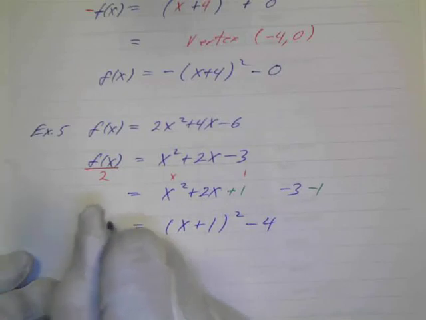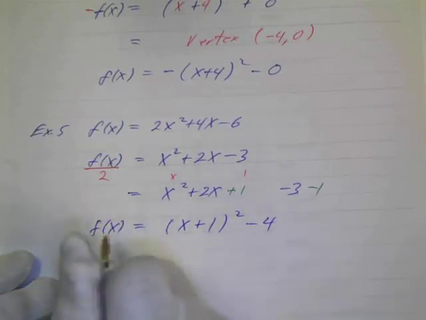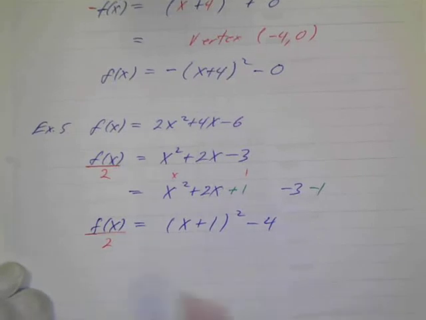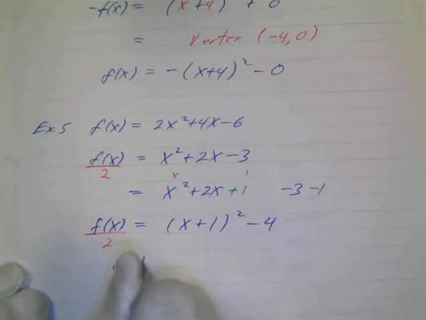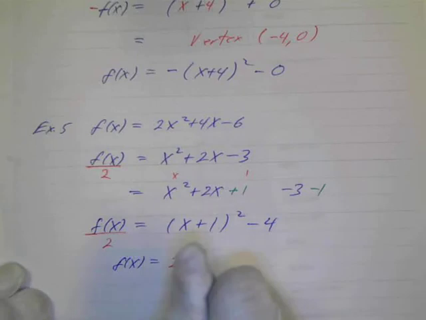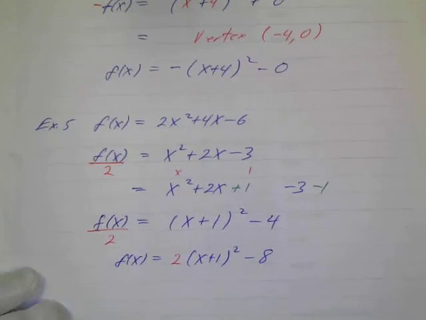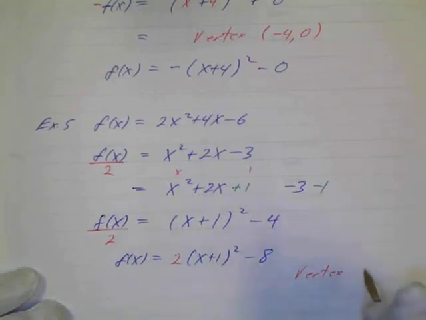Now we still got the 2 in the bottom, so don't forget that. So now I have to multiply this out to get that 2 back, because I want f of x. If I multiply everything by 2, I have f of x equals 2 times this, so 2 is going to go over here, 2 times x plus 1 squared, and then minus, and what's 2 times 4? 8. So now I know my vertex will be at the point negative 1, negative 8.